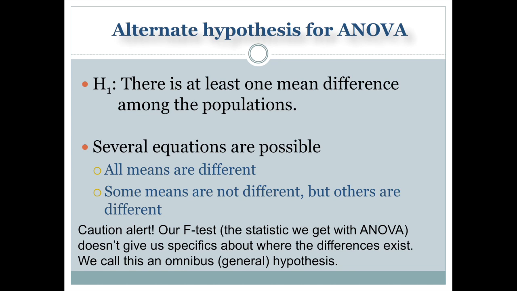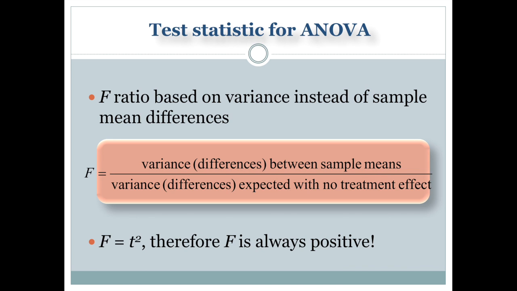And with our F, so with the t-test we use T, with z-testing we use Z, with ANOVA we're going to use F. So our F-test, or the statistic that we get with ANOVA, doesn't give us specifics about where the differences exist. It just gives us an omnibus hypothesis, meaning that one of these is different. You have to run a post-hoc test afterwards to find out which one is specifically different.